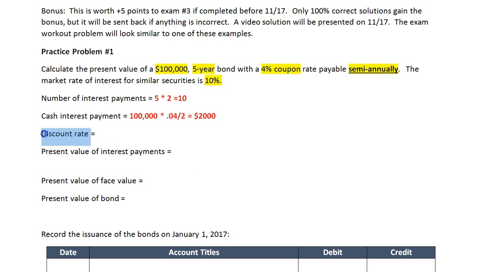Alright, the discount rate is going to be based on the market rate. The market rate is 10%, but we're going to convert it to the market rate per period. The market rate per period is going to be equal to 10 divided by 2, which is 5%.